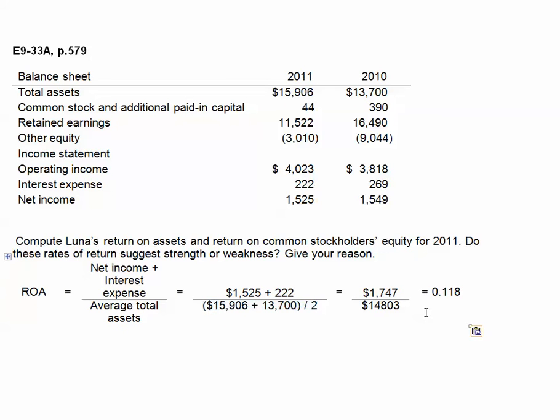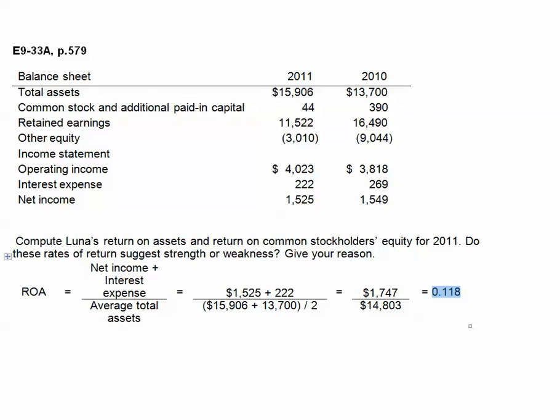When you do this calculation, you get an 11.8% return, which is strong. It's greater than 10%. So basically, for every dollar the company has in resources, it was able to generate 11.8 cents on that dollar.